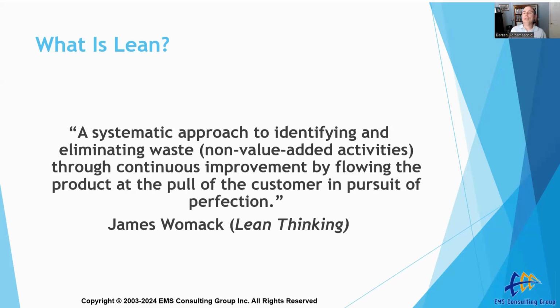So a really good way of understanding lean, as well as Lean Six Sigma, is that we want to take a systematic approach to identifying and eliminating waste. And we define that as non-value added activities, things that don't add value for our customer. And we do that through a continuous improvement process. Some of the key elements of lean include flow, creating flow of information and flow of product, and creating that at the pull of the next downstream customer and ultimately our end customer in the process as we pursue perfection in the process. So that's at a really high level what lean is about.